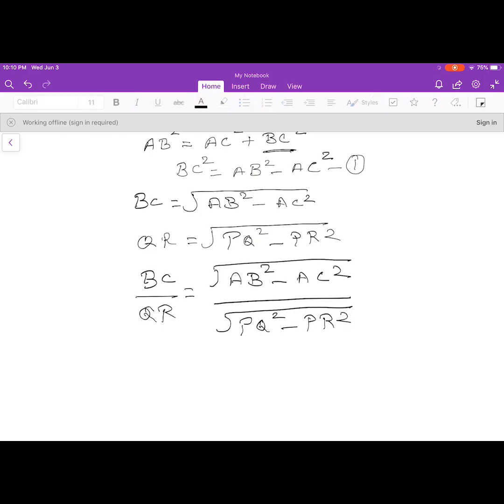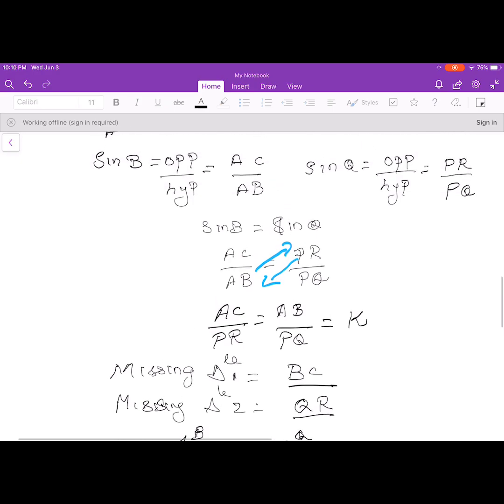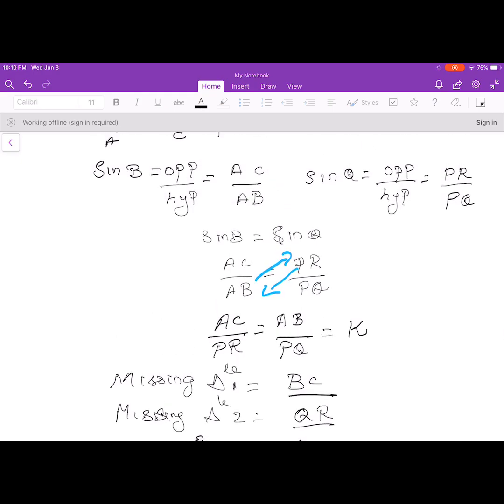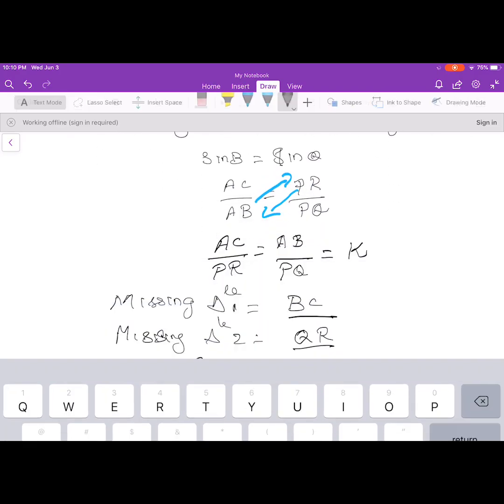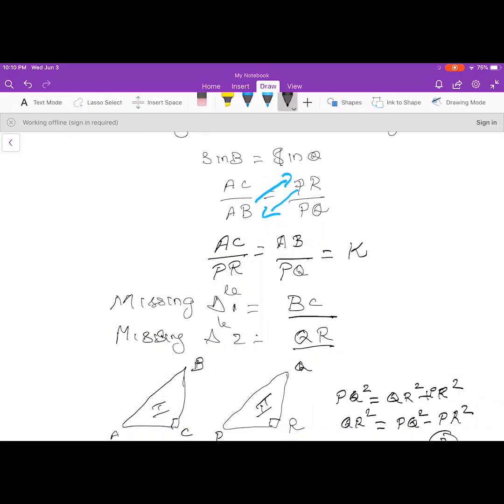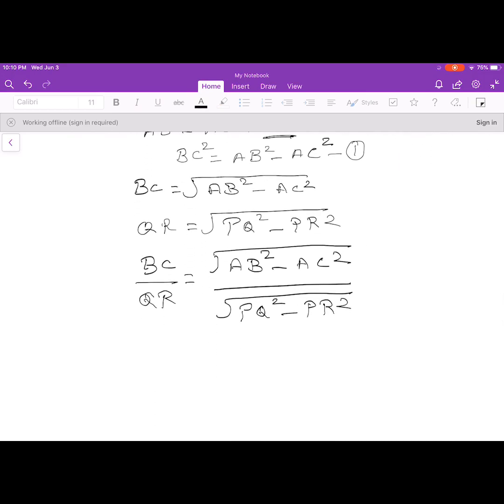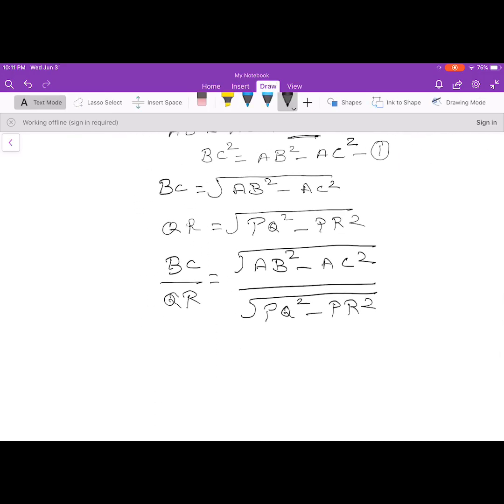Here, from AB square, I can write, AB is nothing but, sorry, AB is K times PQ. From our previous expression I can write AB equal to K times PQ, that I am using here. AB is K times PQ square. Similarly, AC is K times PR square.